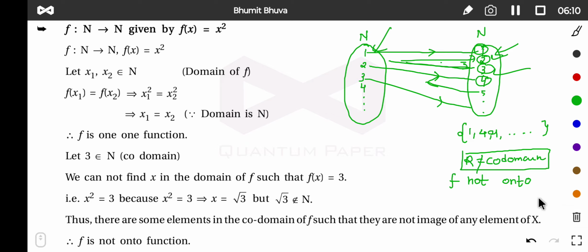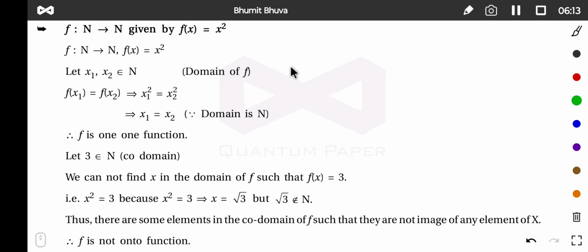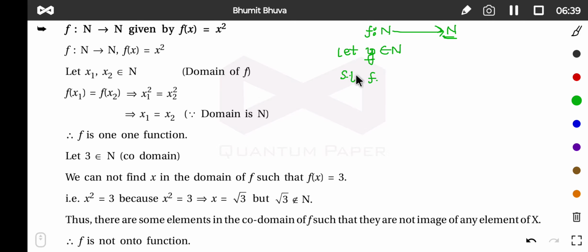So how to prove that? Okay, so to prove it is not onto, we take one element, let y belong to natural numbers. Okay, our function is f from N to N. So now we take one element from the codomain. So we have taken one element y from the natural number codomain, such that f of x is equal to y. Okay, so if I put the value of f of x, that is x square is equal to y, then x is equal to what we will get, plus or minus root y.